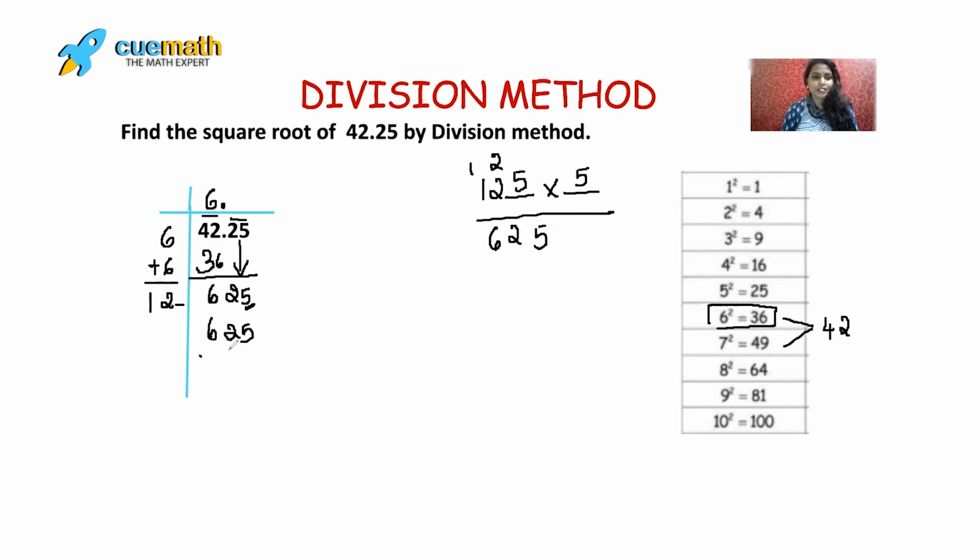So 625, and when we subtract this, we would get 0. Also, don't forget to fill this. This is 5, so 6.5. So the square root of 42.25 will be equal to 6.5. I hope you understood this method, which we have learned in today's class, that is the long division method of finding the square root.